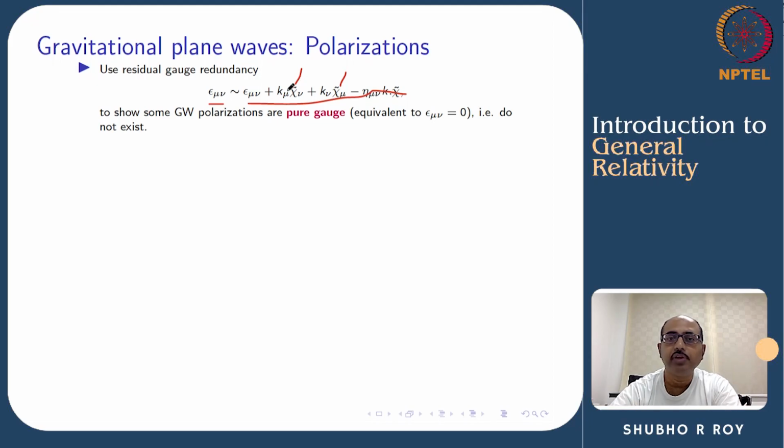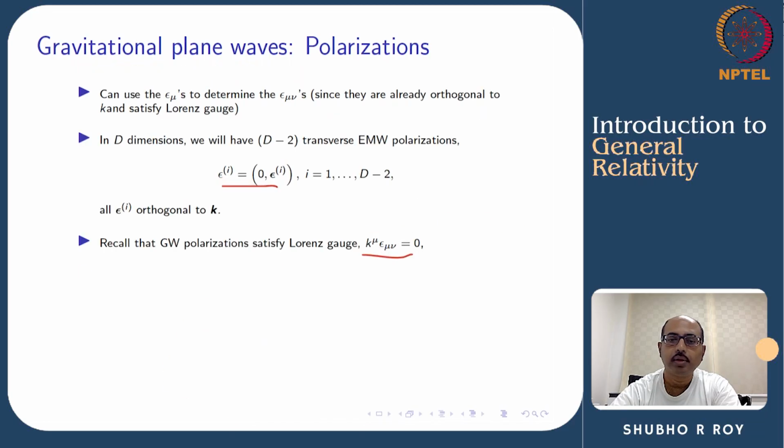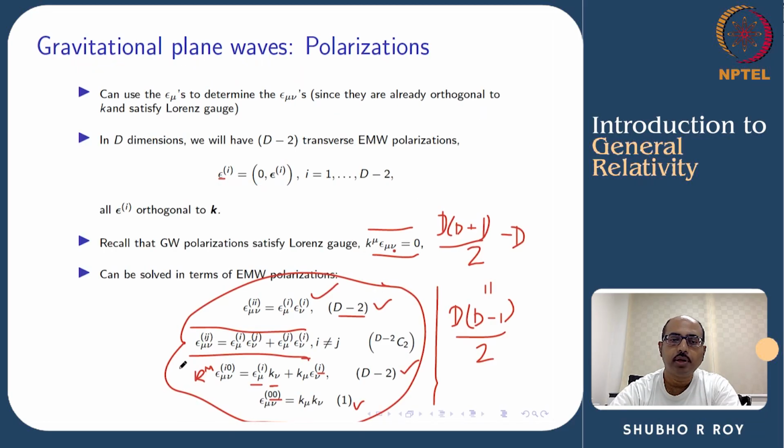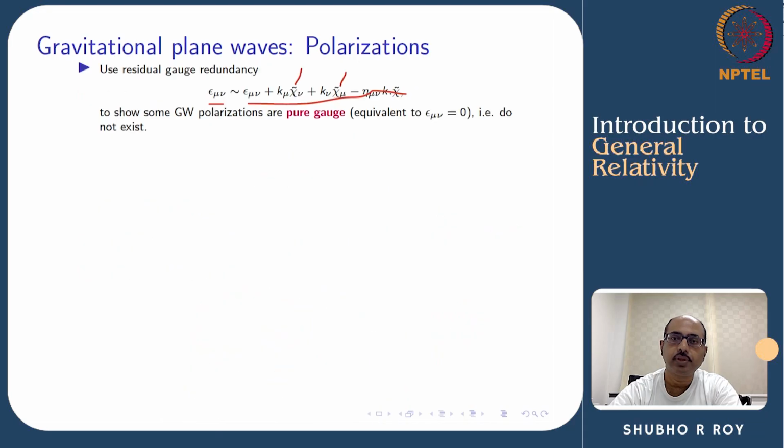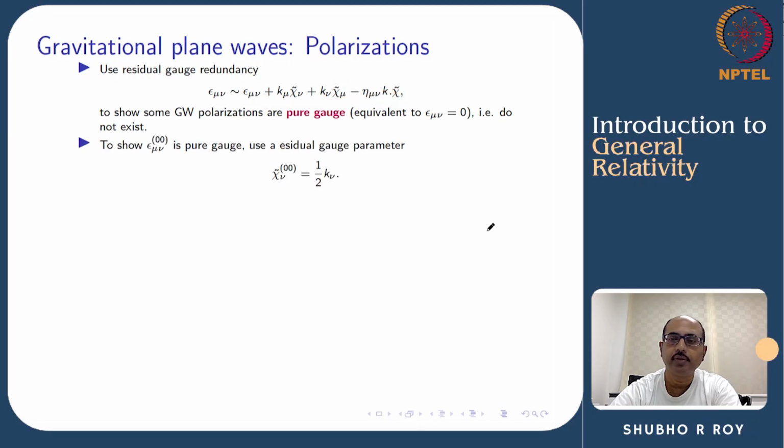And by cleverly choosing this chi tilde, we're going to show that in particular the last two are actually gauge equivalent to zero polarization. So they're not physical, they do not exist. How do we do that? Well, let's consider the last case, which is epsilon mu nu equal to k mu k nu. So then here we will have k mu k nu.